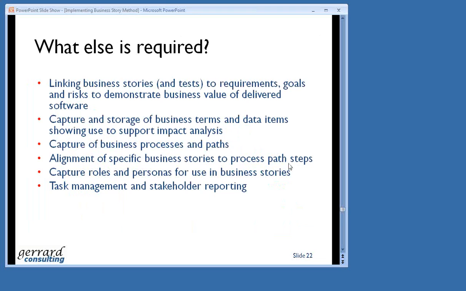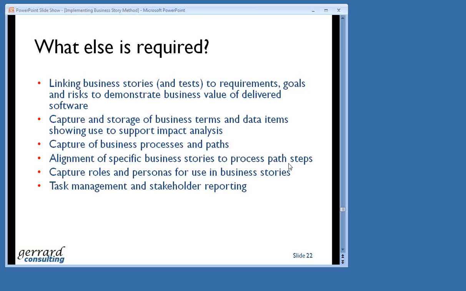So what else do you need apart from business stories then? Well, we've covered a lot of this already, but just to summarize, we need to be able to link the stories and ultimately the tests as well back to requirements and goals and risks, because that way we can demonstrate the business value of delivered software. Everyone in the industry these days is talking about not delivering solutions, but delivering value. And by using business stories, as long as you've got these links in place, you are able to demonstrate the value of the delivered software.